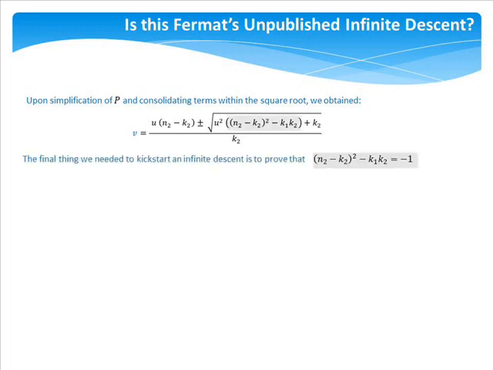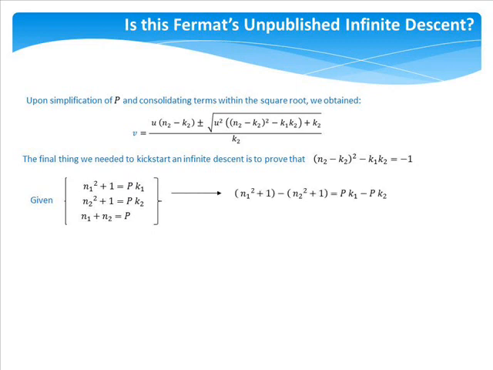the final thing we need to kickstart an infinite descent is to prove that the square of the difference between n sub 2 and K sub 2 minus the product of K sub 1 and K sub 2 equals minus 1. We can prove that in just a few simple steps.